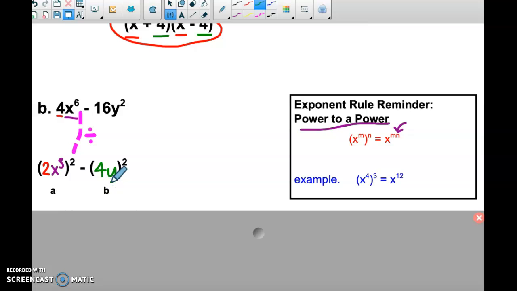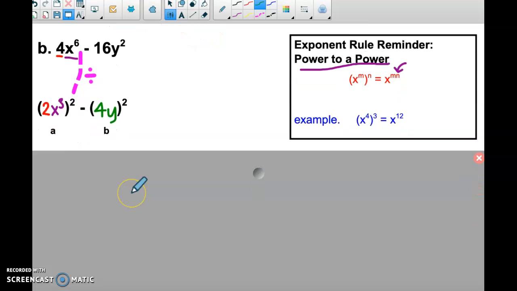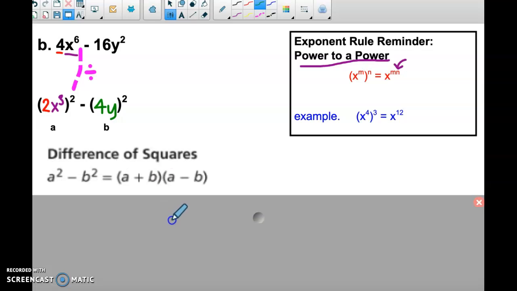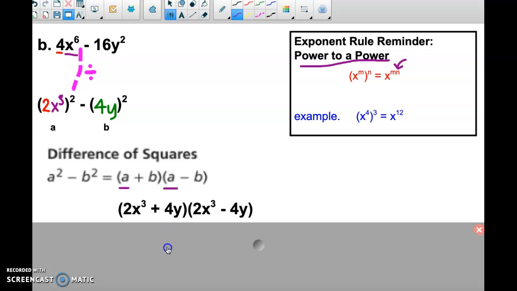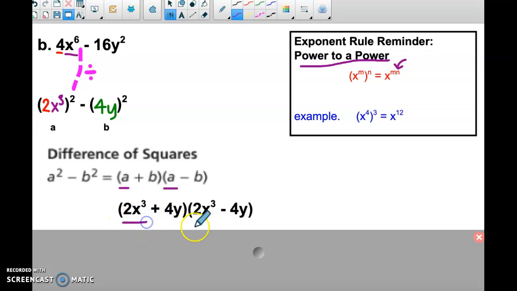Okay, awesome job. So now we have to go and factor it. Okay, it's difference of squares. I'm going to use this formula. Here's my A, 2x cubed. So I'm going to take 2x cubed and put it where my A is, in the first part of both of these factors. 2x cubed plus something and 2x cubed minus something. That something is my B term. So 4y, I'm going to put where my B is. Here is my entire factored form.